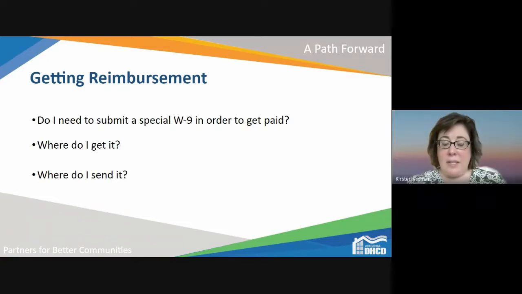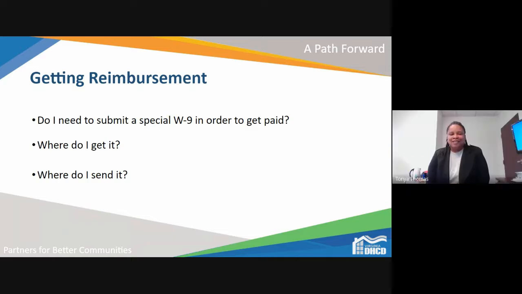Great, and where do I send it? You will send that back to the assigned specialist who originally reached out to you asking for you to complete the form.